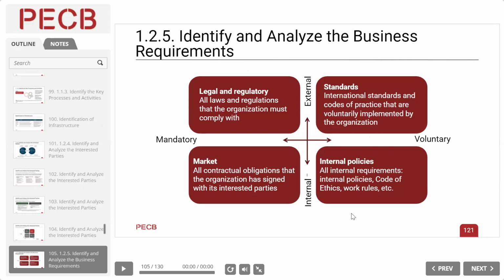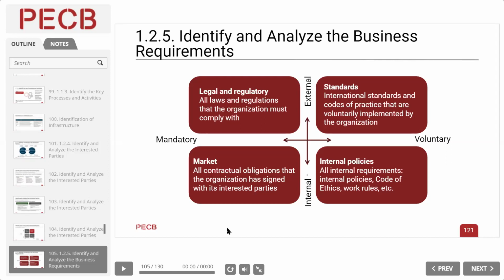Then we need to identify business requirements. The main business requirements are derived from these 4 areas. Number 1, your legal and regulatory requirements, your laws and the regulations. You can't go against them. You need to know them, understand them. Those things should be reflected in your policies. You cannot have a policy that goes against your laws and regulatory provisions.